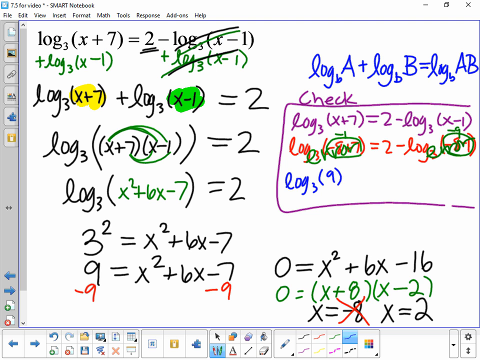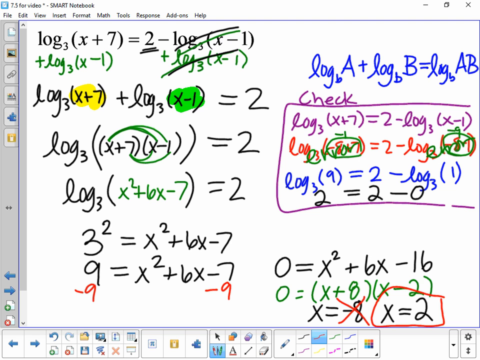If we test the solution 2, we would have that the log base 3 of 2 plus 7, which is 9, is equal to 2 minus 2 times the log base 3 of 2 minus 1, which would give us a log of 1. And that's fine. In fact, we could check this in our head. Log base 3 of 9 is 2, so that's saying 2 is equal to 2 minus log base 3 of 1. That's asking me what power of 3 gives me the answer 1. That's 0. So it's just an equation saying that 2 equals 2 minus 0 if we substitute in x equals 2. So this one does work.